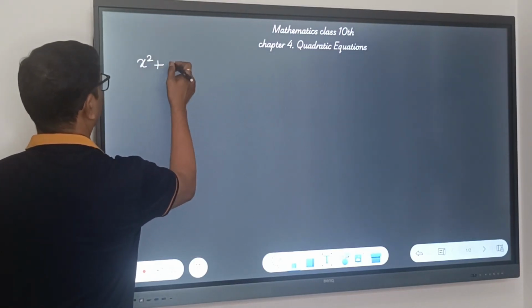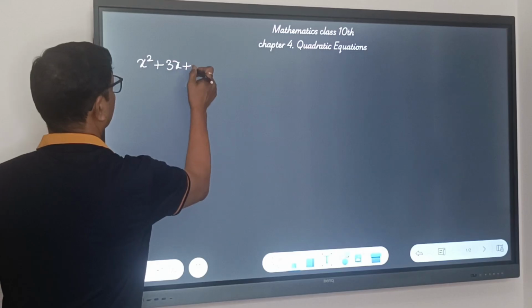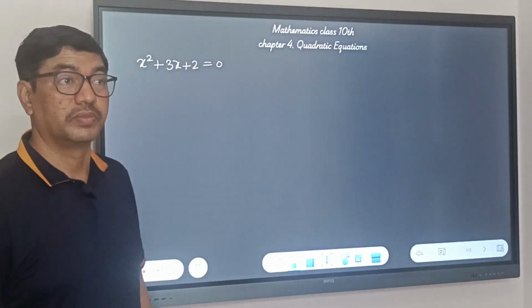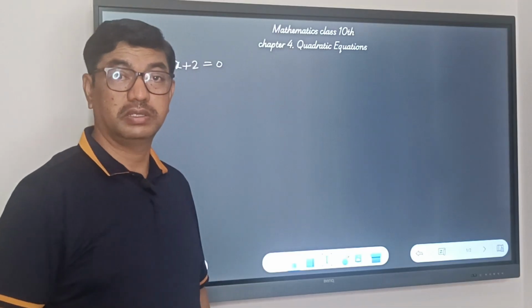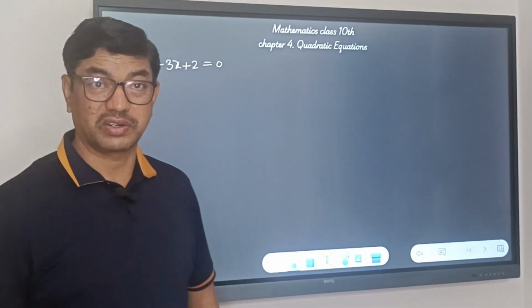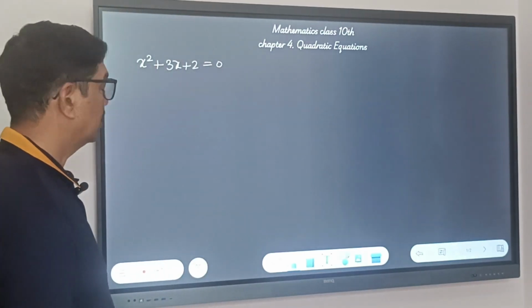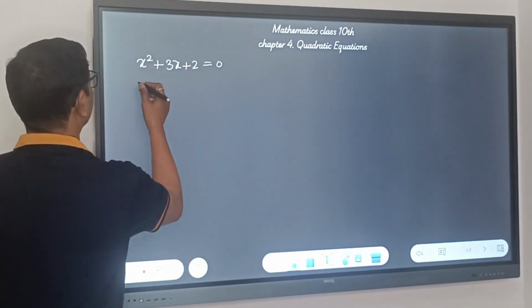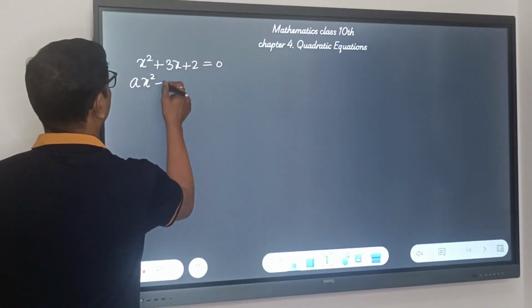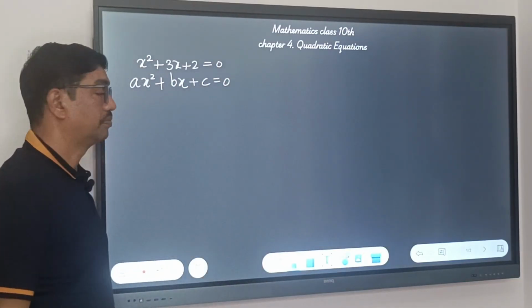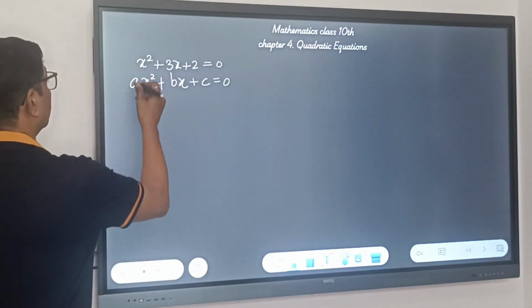Compare with the same equation from the previous class I took. I'll take the same equation and we'll solve this by the formula method. In the previous class I solved it by the factorization method. Again, for any method you have to compare with the general equation, that is ax square plus bx plus c is equal to 0.